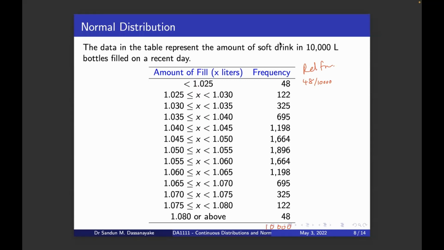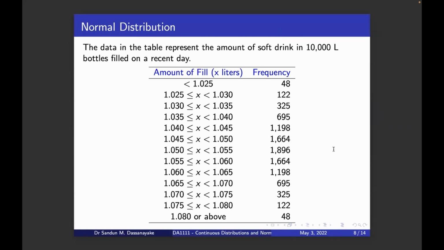Right. So the relative frequency, 48 divided by 10,000. So just to be clear, it will be a very small value, right? And again 122 divided by 10,000. So it will go to 4 decimal places, and so on and so forth. 325 divided by 10,000. It's a very simple task, so you can get those values, and then let me clear my annotations, clear all drawings, right?